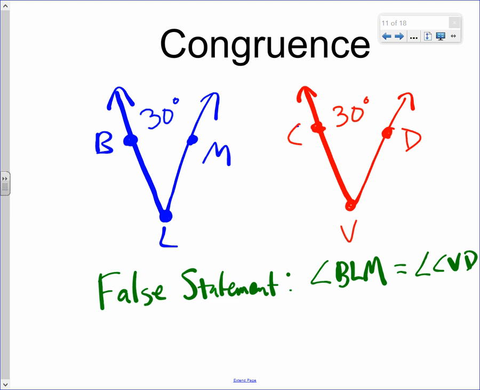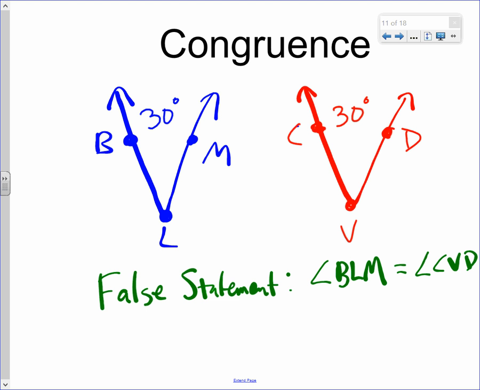One more time. So this is a false statement because the angles have different names? Is that what you're saying? Okay. Good try. Why is this a false statement? This is why we're in school, so we can learn to communicate.